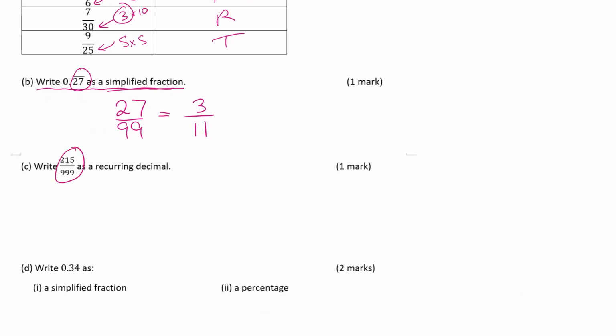Write 215 over 999 as a recurring decimal. The 999 tells us the recurrence pattern is 3 digits long, so it's going to be 0.215 recurring.